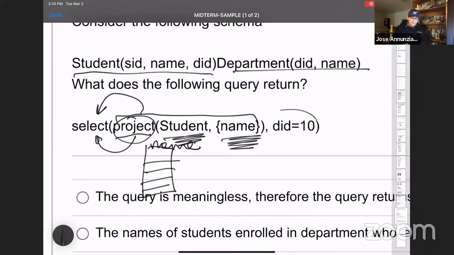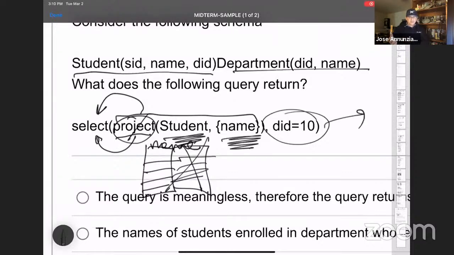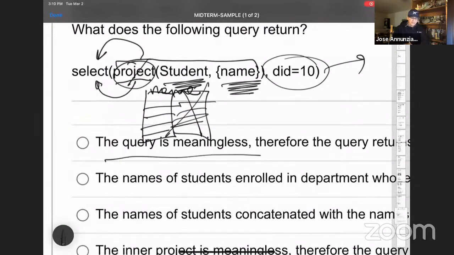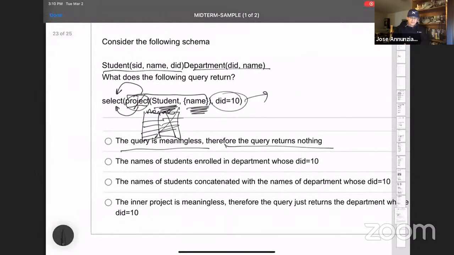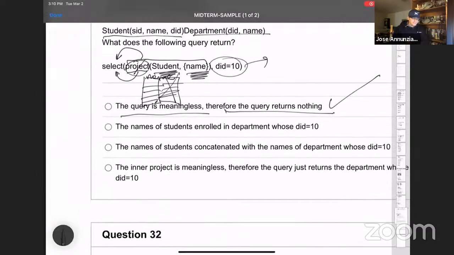Then you want to apply this predicate, department ID, but you don't have a department ID field anymore. It's gone because the project removed it. So the query is meaningless, therefore the query returns nothing. So that's that one.